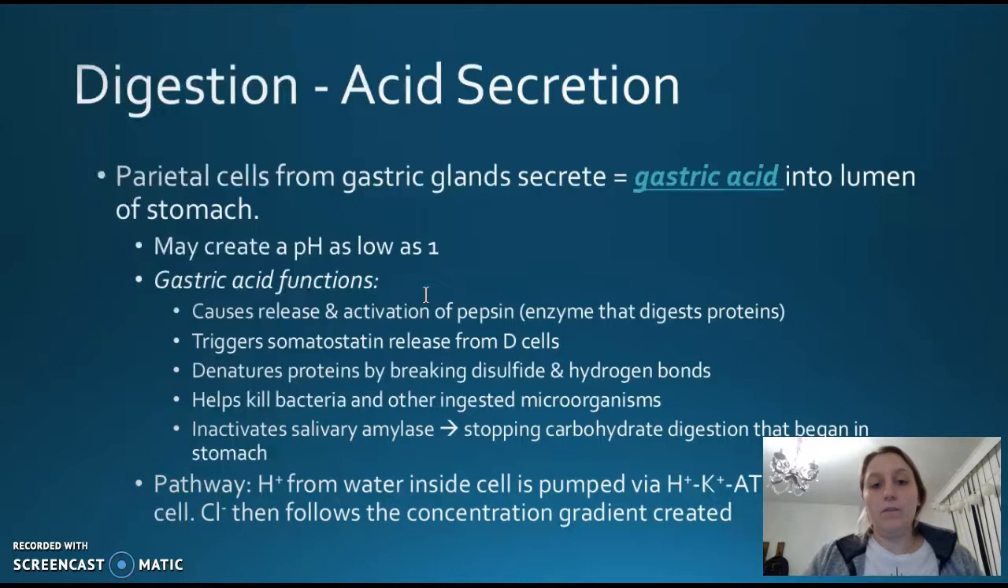It helps kill bacteria, and it also inactivates the salivary amylase that started carbohydrate digestion in the mouth. The pathway of acid secretion happens from the parietal cell, when hydrogen ions from the water inside the parietal cell are pumped out through a hydrogen-potassium ATPase pump. The potassium enters the cell in turn, and from the concentration gradient that is created, chloride can then follow the concentration gradient out of the cell.